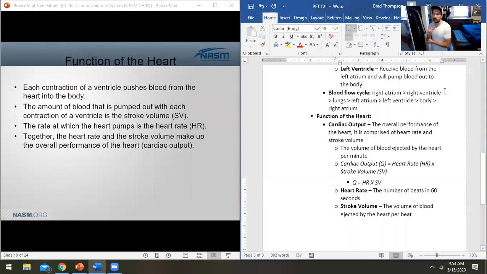So that's going to be your cardiac output formula. You want to know the formula just in order to be able to spot it. You don't need to be able to actually do the formula or anything. You're not going to have to do any math on your NASM test, but you need to be able to spot that formula because they might ask you it.